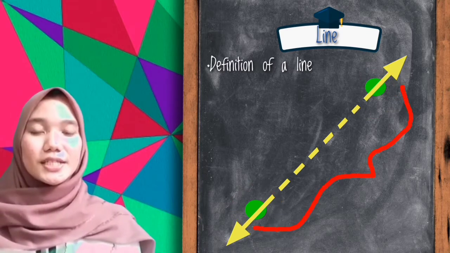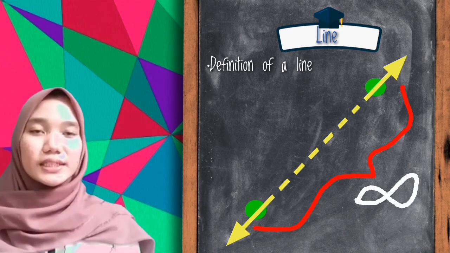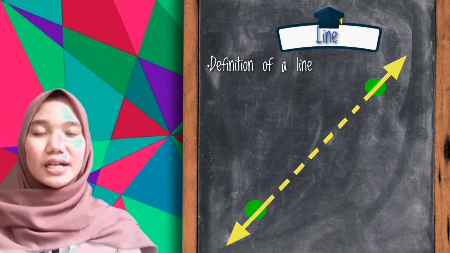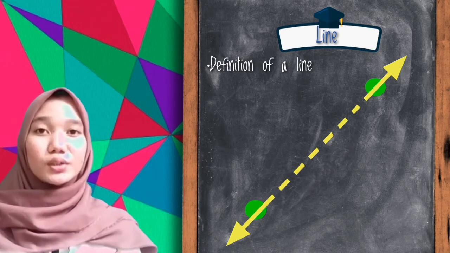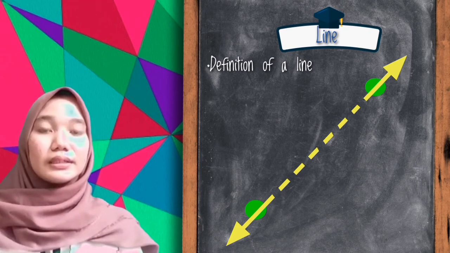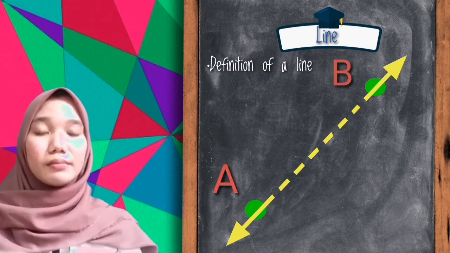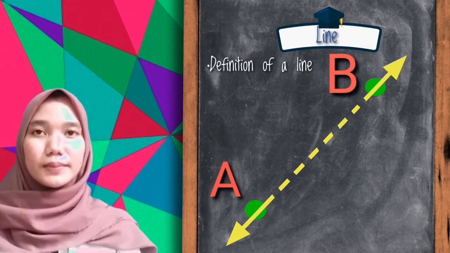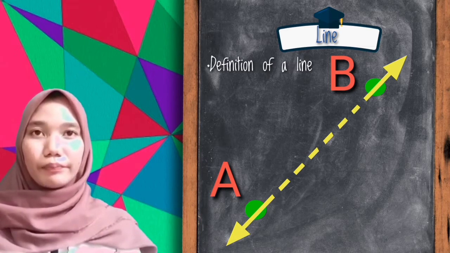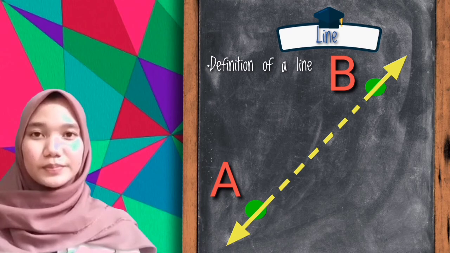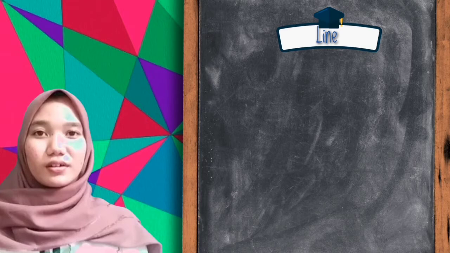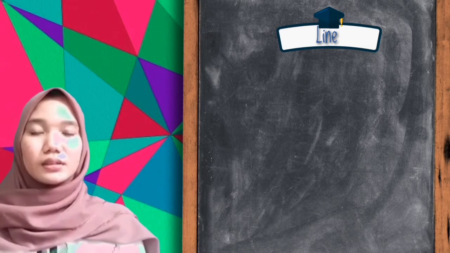Naturally, a line has infinite length, however, it can be segmented. When a line is segmented, it is called a line segment. You can look at the picture beside. It can be called line segment AB, where points A and B are respectively on the tip of the line segment. That is the definition of line.